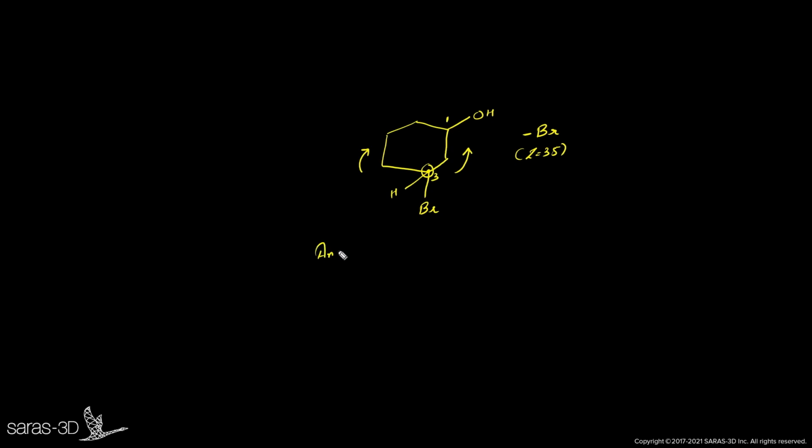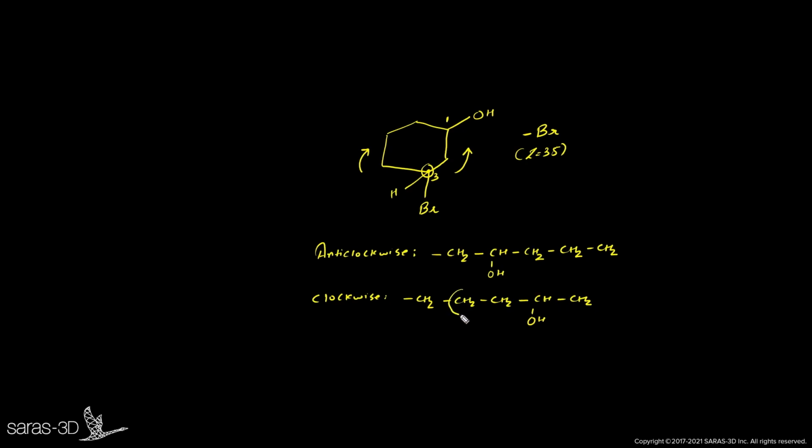If we go in the anti-clockwise direction, then what is the environment? The environment is CH2, CHOH, CH2, CH2, CH2. And if we go in the clockwise direction, what is the environment? We have CH2, CH2, CH2, CHOH, and CH2. We can see on the second carbon itself, we are getting the first point of difference. Moving anti-clockwise will be preferred while assigning the priorities.